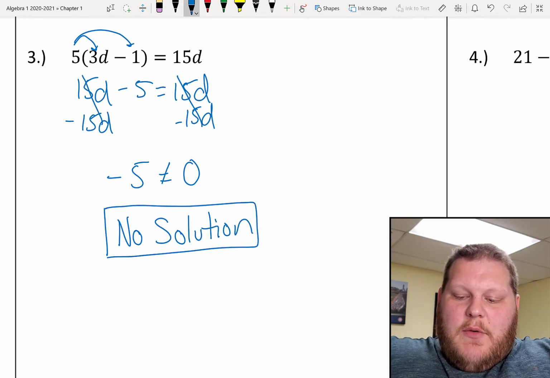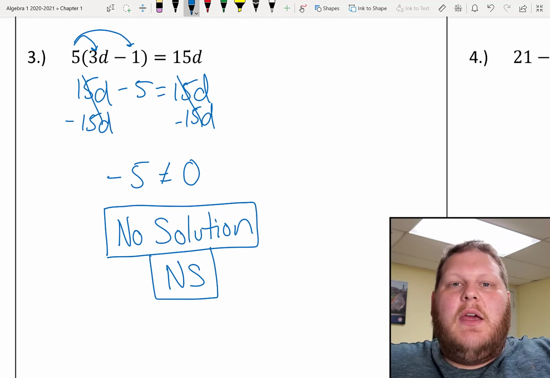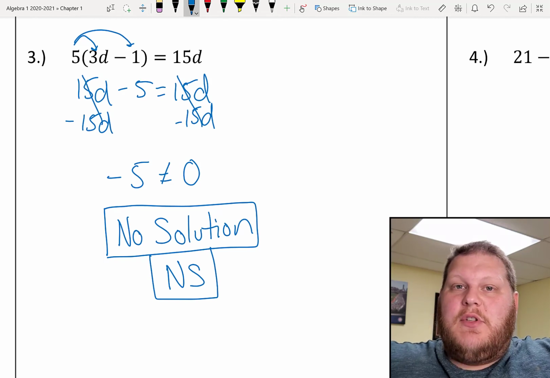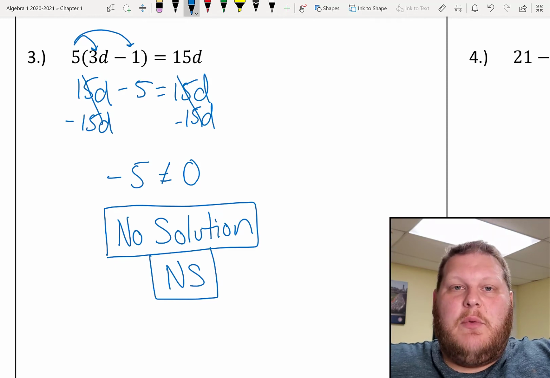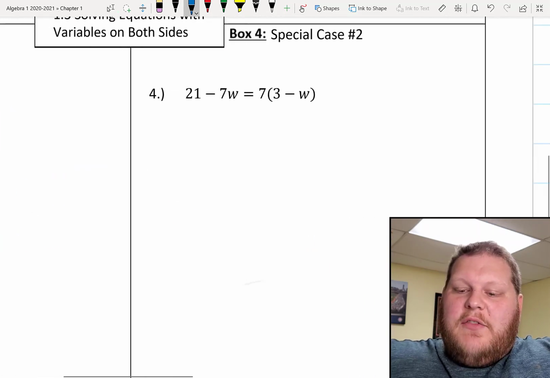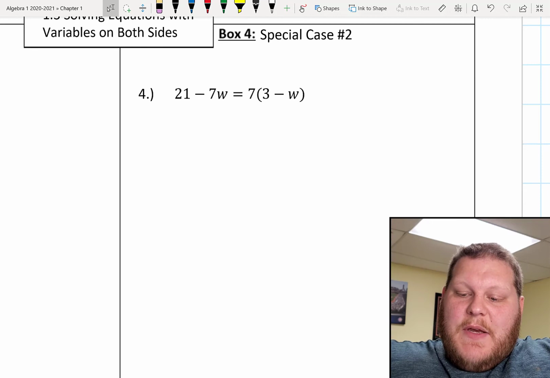I'm also okay with you abbreviating it just to save some time and some pencil lead or some ink, and just saying NS for no solution. And again, that happens when your variables go away and the two things that you're left with are not equal to each other. Box 4 explores the other special case.